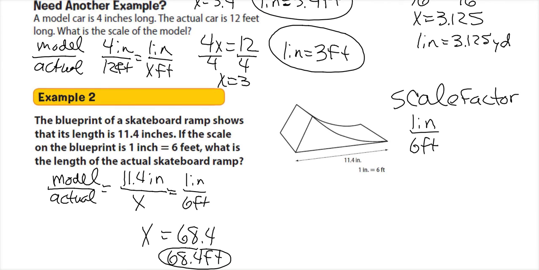So to find the scale factor, we would change it into all inches. So 1 inch then represents how many inches altogether. So we know there's 12 inches in a foot. Okay, so 12 times 6 would be 72. So in this case, it would be 1 over 72 inches. All right, so in this case, this would be your scale factor.